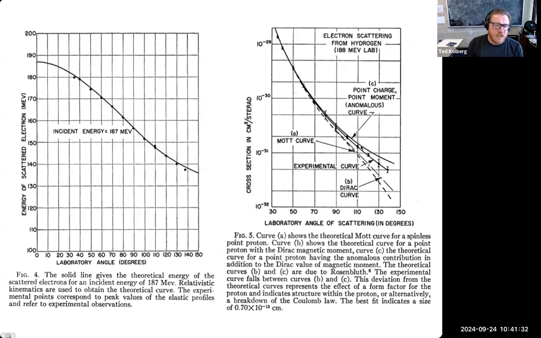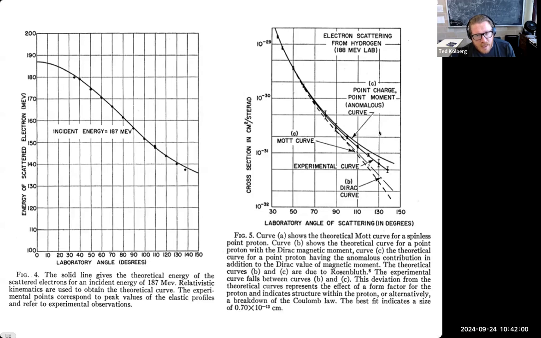And there seems to be a departure from theory. So this figure 5 is from the same paper, and it shows the Mott prediction, which we had, I guess, 3 slides ago, as a dashed line here. The Dirac curve here, which is the Rosenbluth formula.